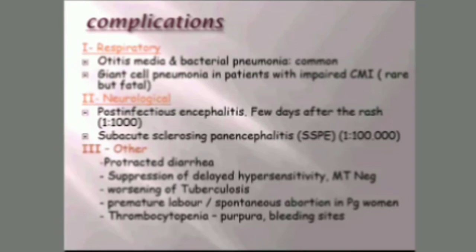So worsening of tuberculosis. It also causes premature labor or spontaneous abortion if it occurs in a pregnant woman, and can lead to thrombocytopenic purpura or a bleeding site. These are all immunological reactions.